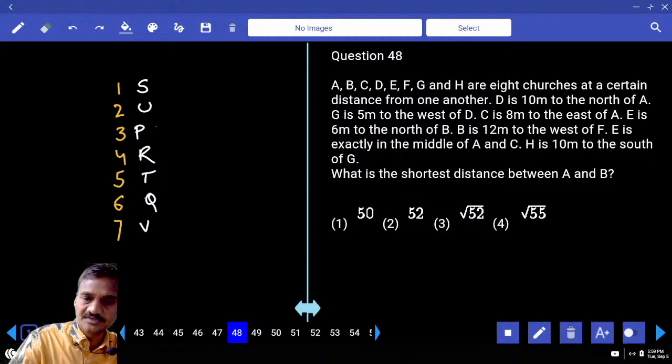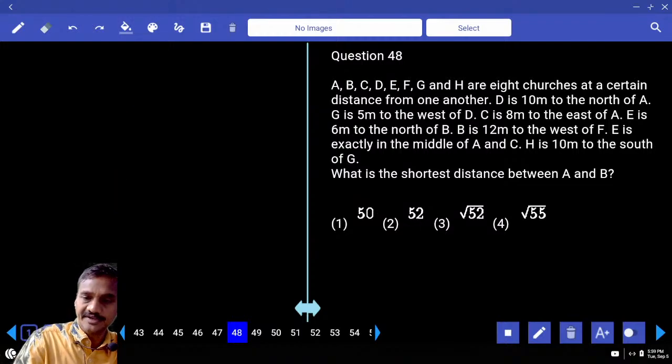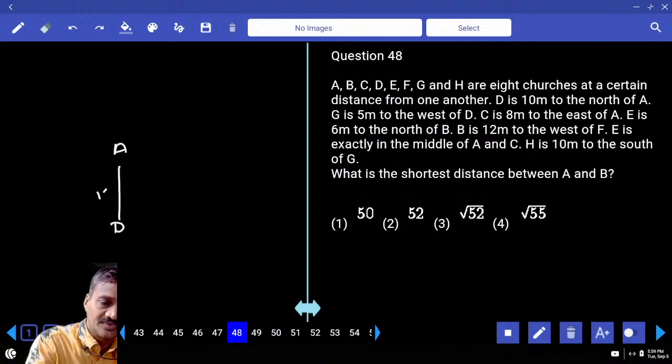Then 48. Now 8 churches were there. D is 10 meters to the north of A. A is here. And D is 10 meters to the north. D is 10 meters to the north of A, isn't it? As D is 10 meters to the north of A, A is to the south of D.